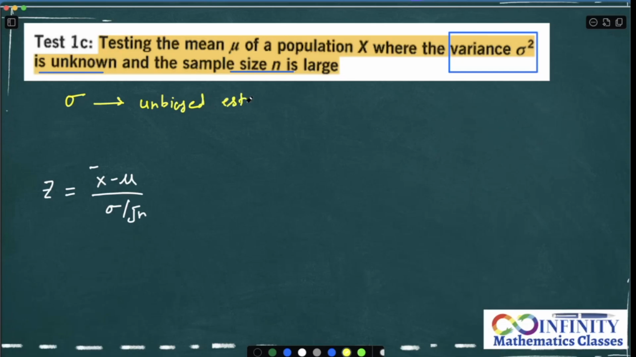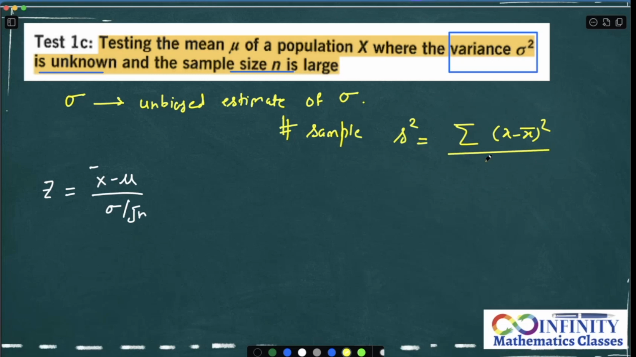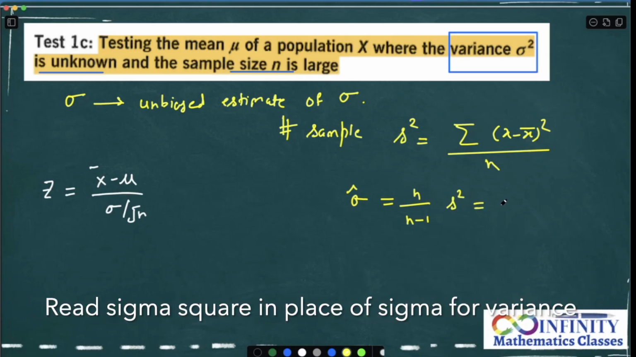Unbiased estimate. Estimator. Estimate of sigma. And how would we get that, sir? Yes, I'll tell you about this. For the samples, we have S square defined by summation (x minus x bar) whole square divided by n. And the unbiased estimator, denoted by sigma hat, is obtained by multiplying S square by n over n minus 1, which is basically summation (x minus x bar) whole square divided by n minus 1. This is called the unbiased estimator.